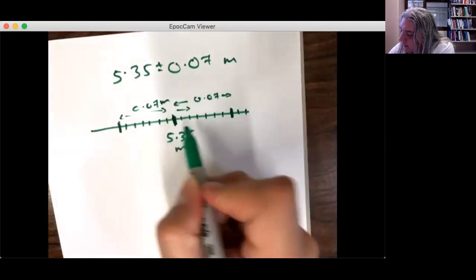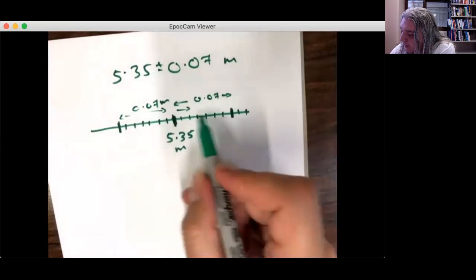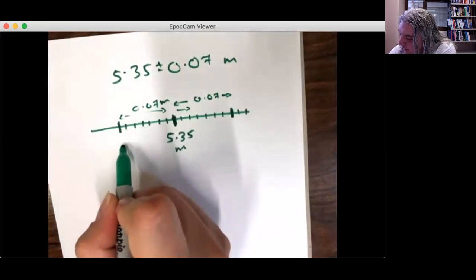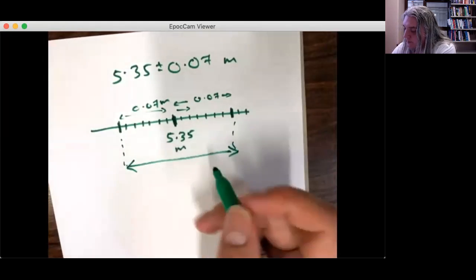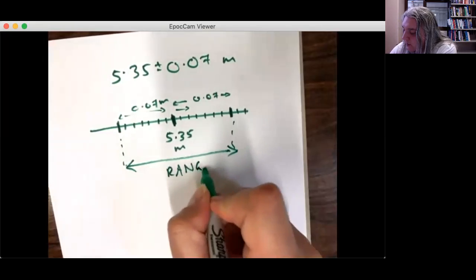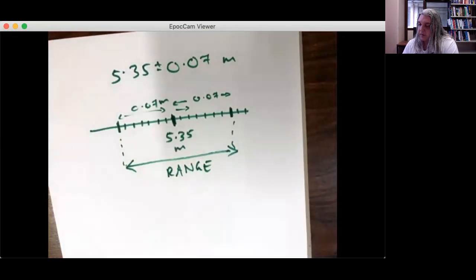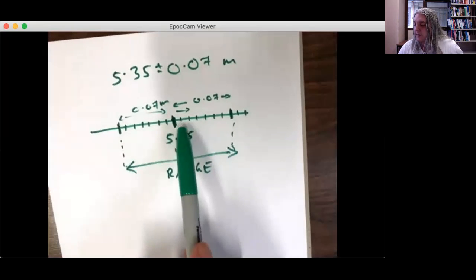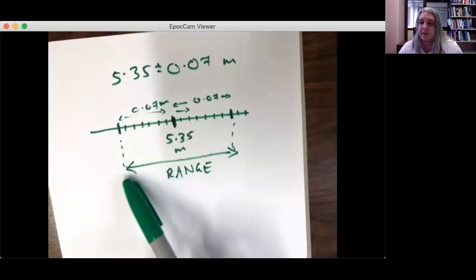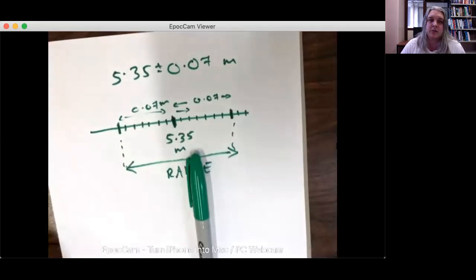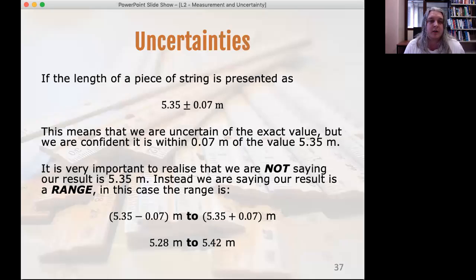So the central value was 5.35, but the plus or minus 0.07 is actually telling us that it could be anywhere in this whole range. This whole range is actually your result. That's what an uncertainty does. It says, that's your central value. This is how far above or below it might actually be, but we're pretty confident that it's somewhere in this range. That is the point of an uncertainty. And as I said, in the labs, we will deal with uncertainties. You'll get a chance to work through a lot of them.